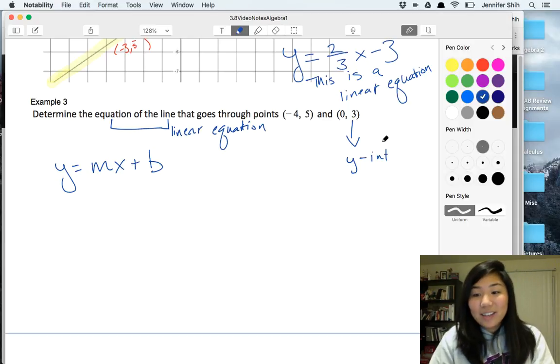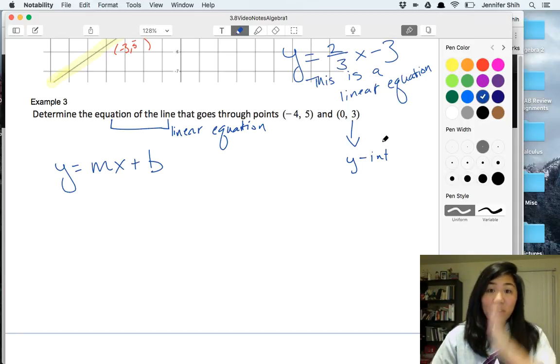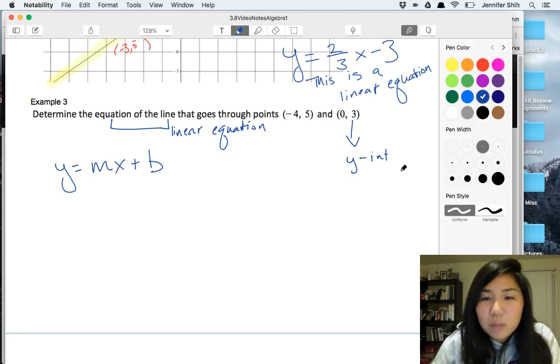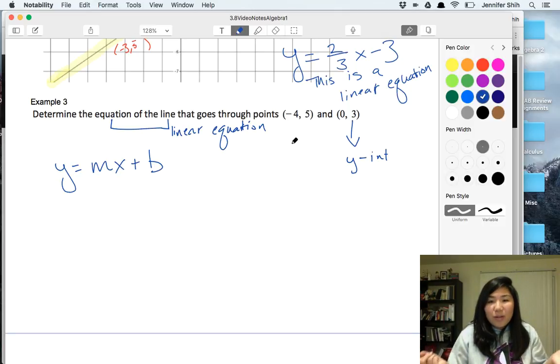I recognize that because the x value was 0, and if the x value is 0, the point lies on the y-axis. So my y-intercept is 0, 3. Actually, to be more specific, my y-intercept is equal to 3. Now I need to find the slope. And how can I find the slope if I don't have a graph?